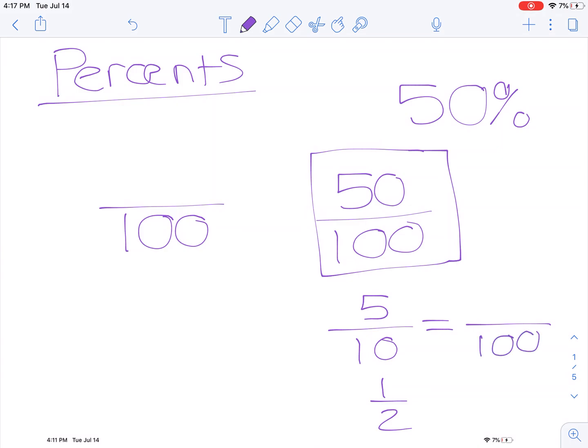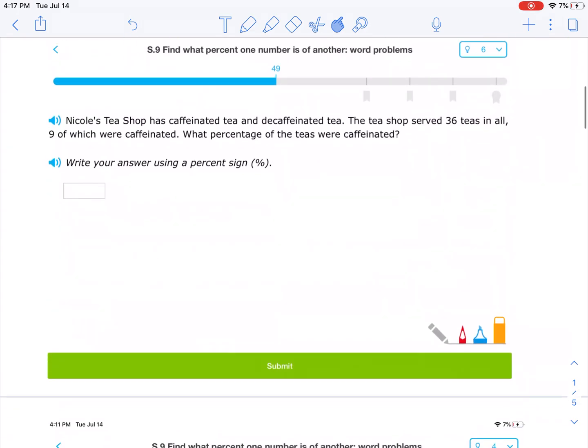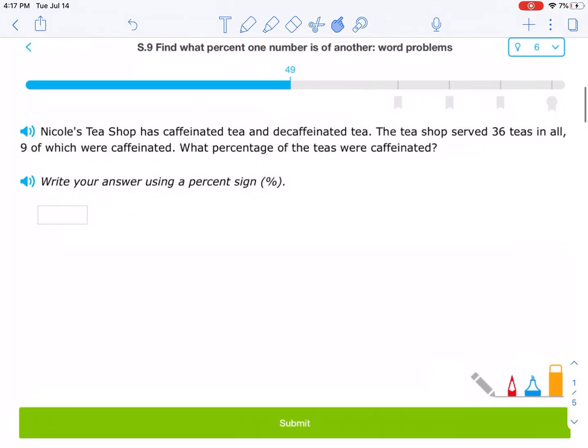So you would take a fraction, you would make it out of 100, you would say, okay, to go from 10 to 100, I'm going to multiply by 10. I'm going to do that exact same thing to the top, and I get 50 out of 100. Because it's out of 100, we can say that it is 50%. Okay? So that is the key to remembering percents. So I'm going to do some practice problems with you guys today.